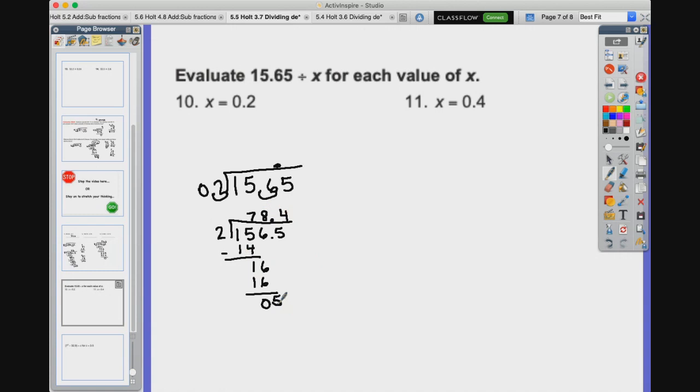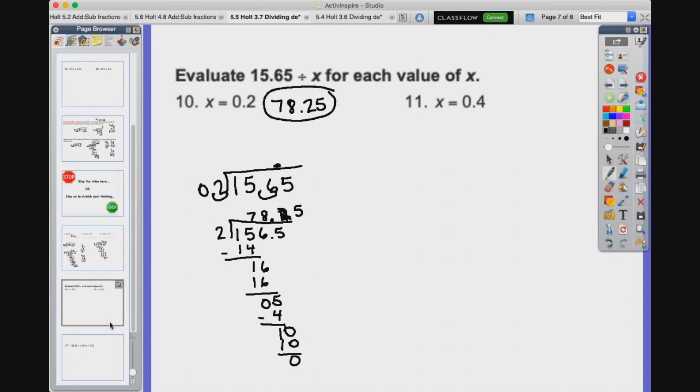4 times, nope, jeez. Almost did it again. 2 times 2 is 4. Subtract it. I have 1 left. Throw in a 0. 2 goes into 10 5 times. 5 times 2 is 10, and I am all set. So my quotient then ends up being 78 and 25 hundredths.